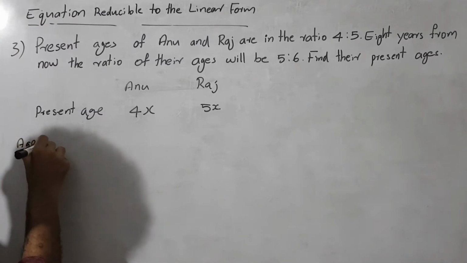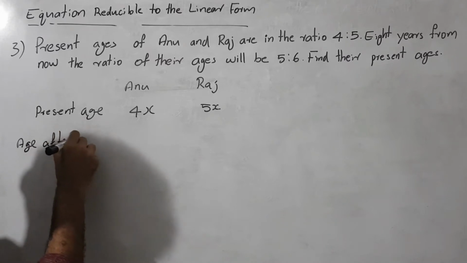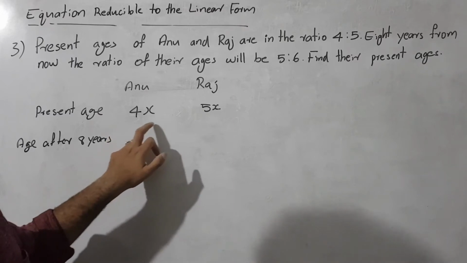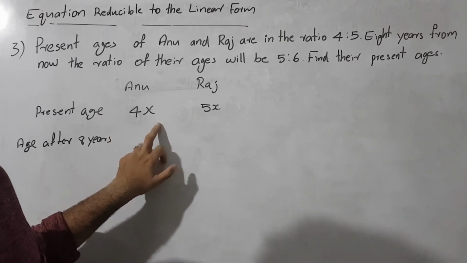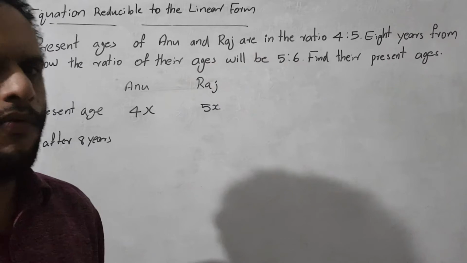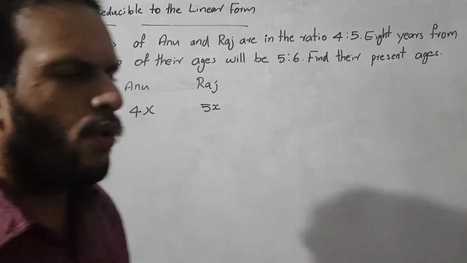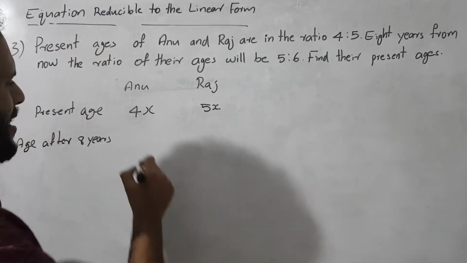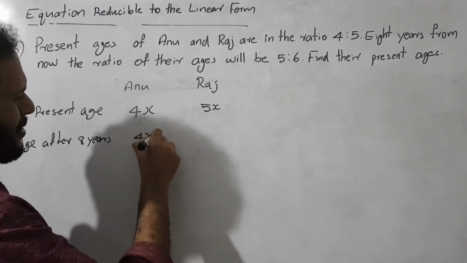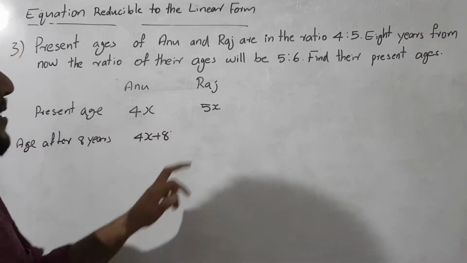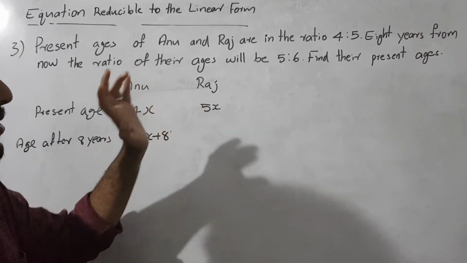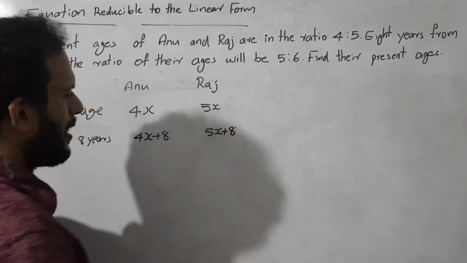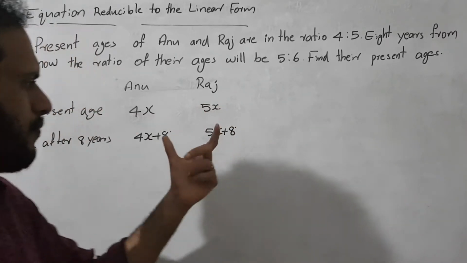Age after 8 years. Now the present age is 4x. Then how do we write the age after 8 years? Yes, we know we need to add 8 to the present age. Correct? Then the age is 4x plus 8. What is the age of Raj after 8 years? That is 5x plus 8. Okay, then the relation between these two is given.